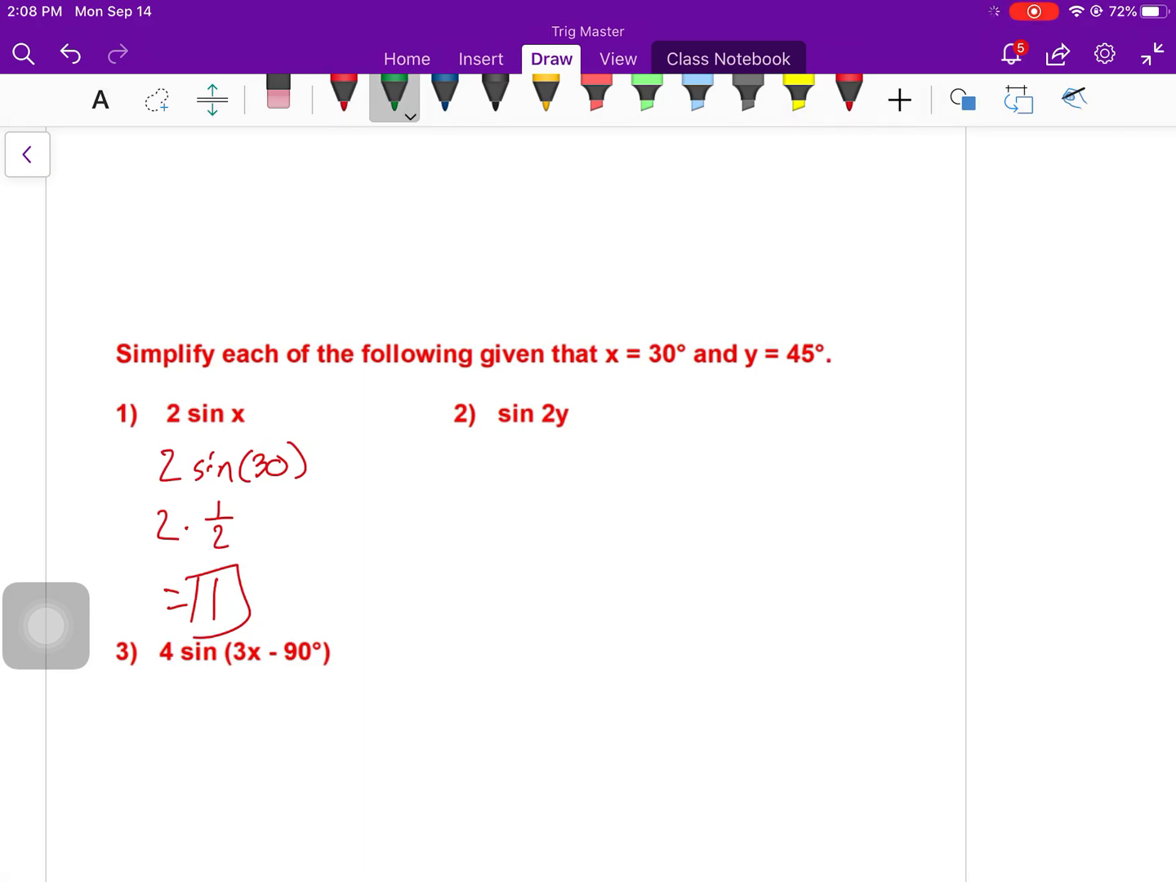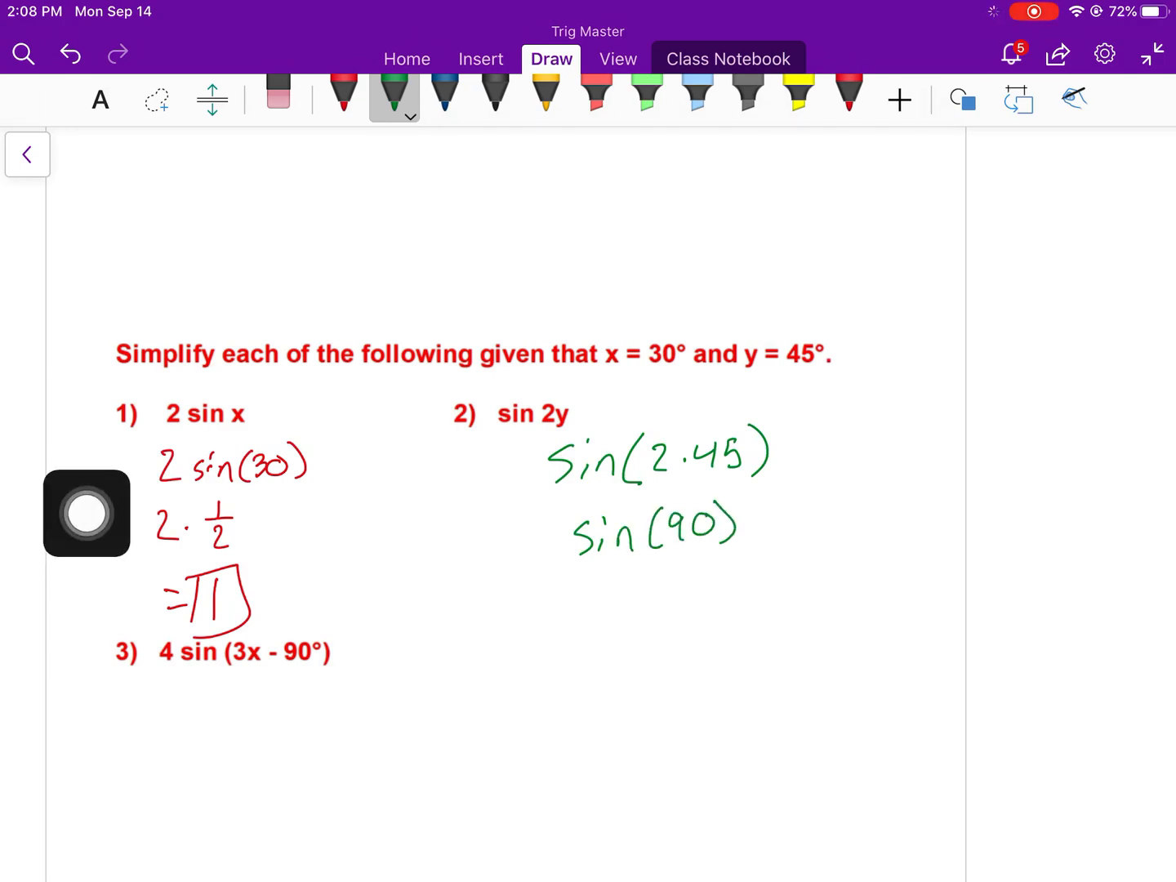Now this time it's sine of 2 times y, so that's sine of 2 times 45 inside these parentheses. Sometimes you'll see me write this with parentheses, sometimes not. I kind of go back and forth, it depends on the problem. But this is sine of 90. Okay, if the 2 is out in front, I take 2 times whatever sine of that inside piece equals. If the 2 is inside, I have to multiply the inside before I take the trig function. So sine of 90 is 1. Okay, that's straight up 90 degrees straight up from the origin.